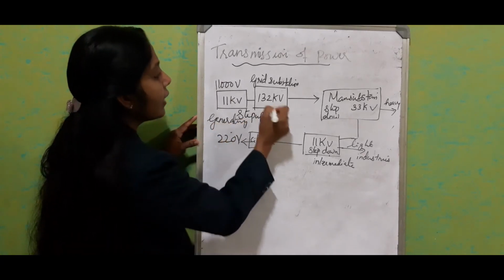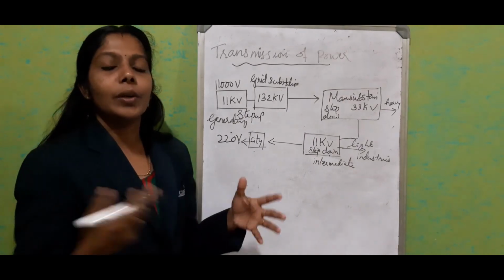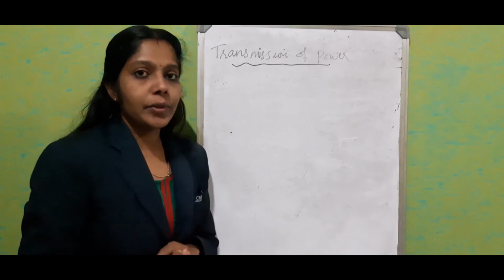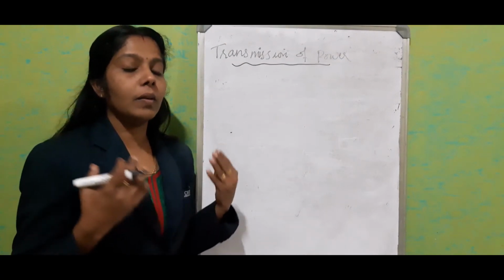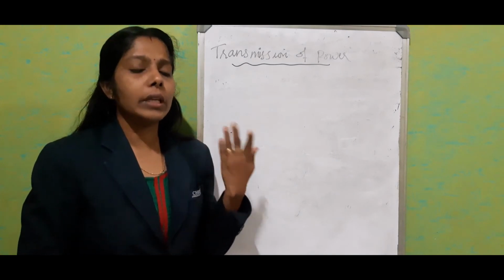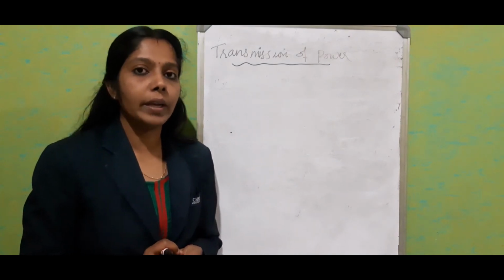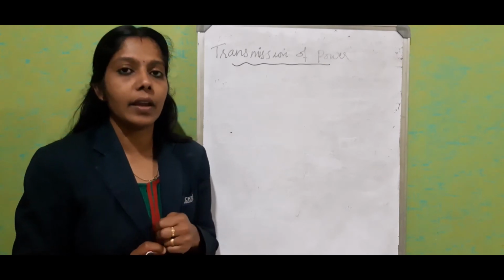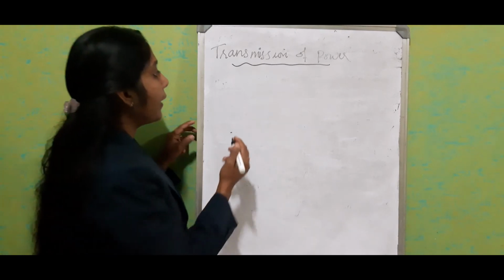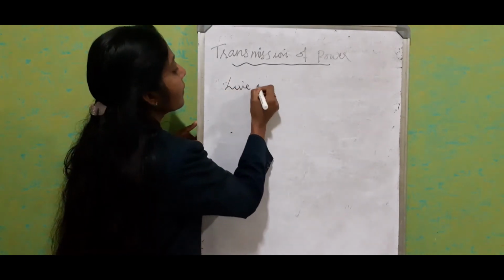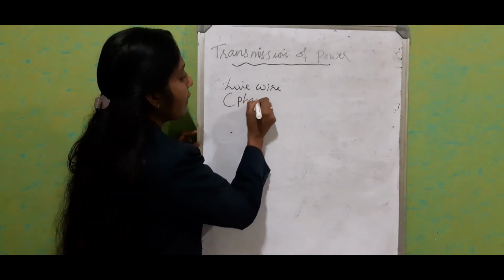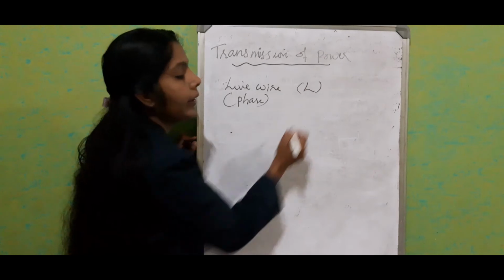From the generating station to individual households. From the city substation, the electrical energy is distributed to our home. During this transmission, we always have three lines. The current is taken out through three different cables. The first is called the live wire, or we used to call it the phase wire. Phase or live is represented by the letter L.